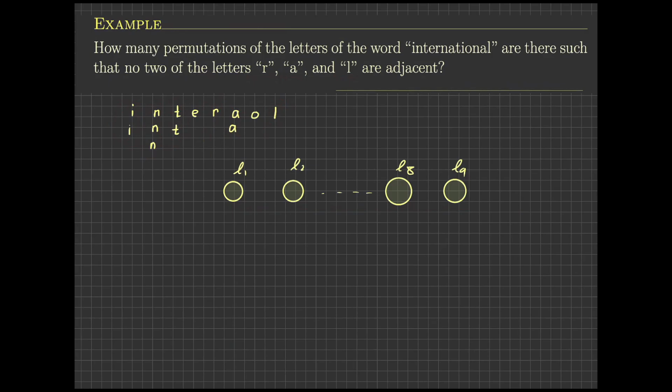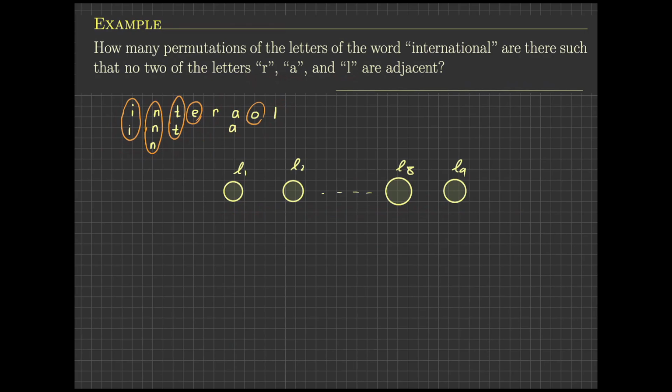Let me highlight them. So these are the letters left for me: this I, these N's, these T's, and O and E. Yes, these are left for me, without R, A, and L. Okay. So I need to fill up these 9 locations with these 9 letters that I have highlighted here. So in how many ways can I do it? If none of them was repeated, the answer was simply 9 factorial.